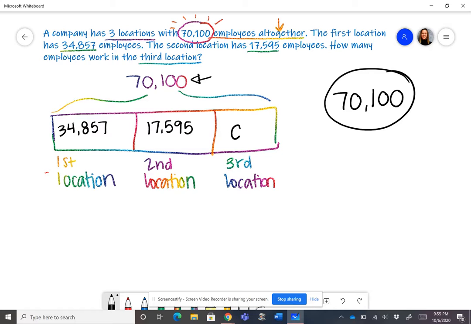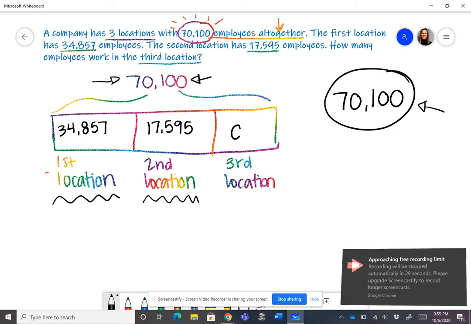Go ahead and try that. Add your first location and second location together since it is part of our whole. And then try subtracting from our total. Go ahead and try that. Do not advance the video yet until you have tried that.